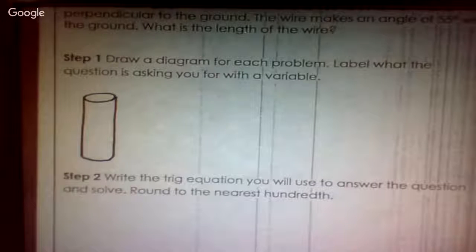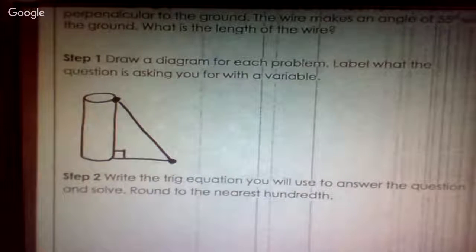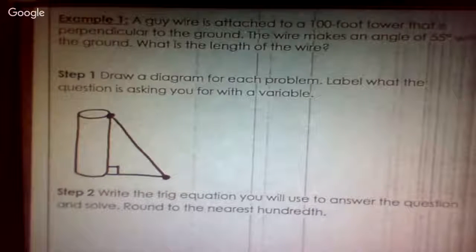Okay, so now that we have my tower, what do we need? What else do we need? We need the guy wire, the wire that goes from the tower to the ground. So here's my wire. And of course, this is a right triangle, so let's draw my right triangle here. Let's connect it. All right, now we need to label what we know. What do we know?